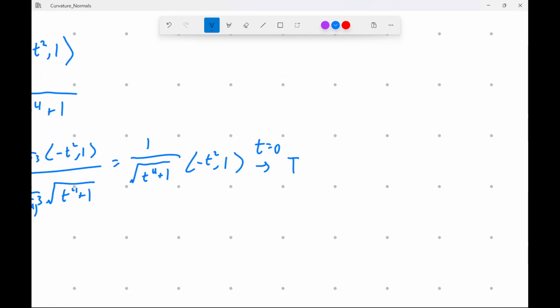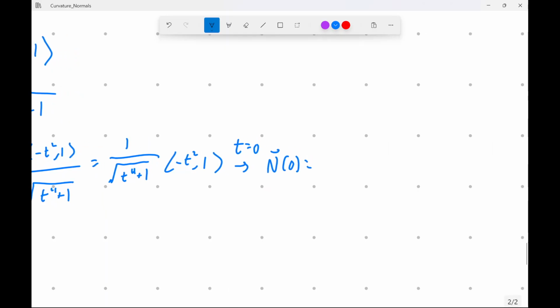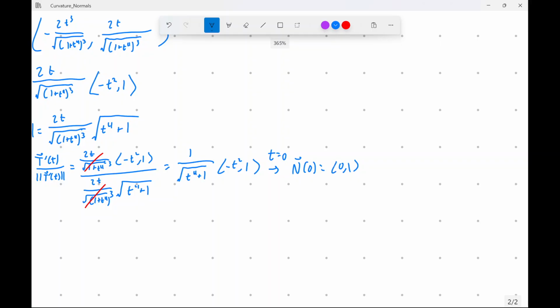what? N of 0 is equal to 0, comma 1. Right? That's what I get, right? So why doesn't this work?